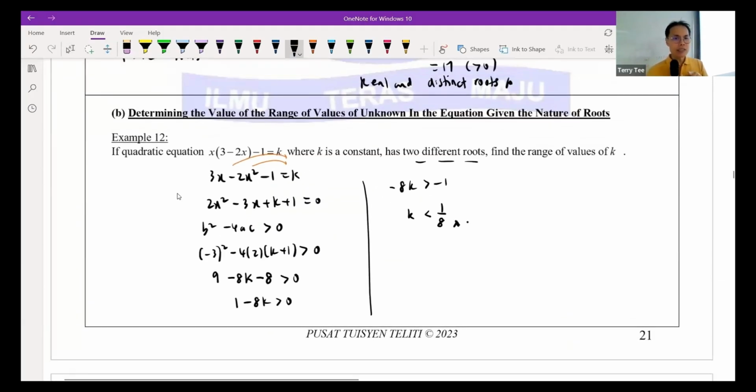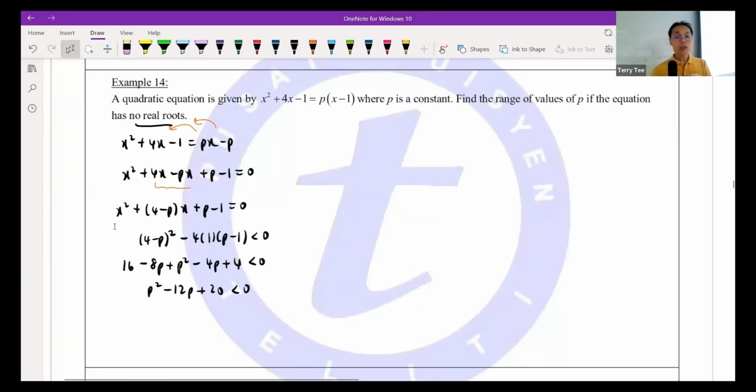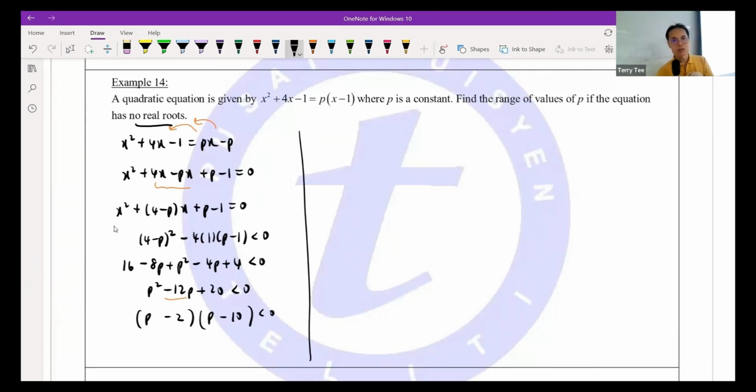In example 12, this is a linear inequality. Linear inequality, no need to sketch a graph. Straight away, write your answer. Right? Solving the inequality will do. This one, to solve the inequality, we have to first factorize. Factors of 20 will be 10 and 2. I want to get 12, right, guys? 10 and 2, they are both negative. So let's sketch the roots.